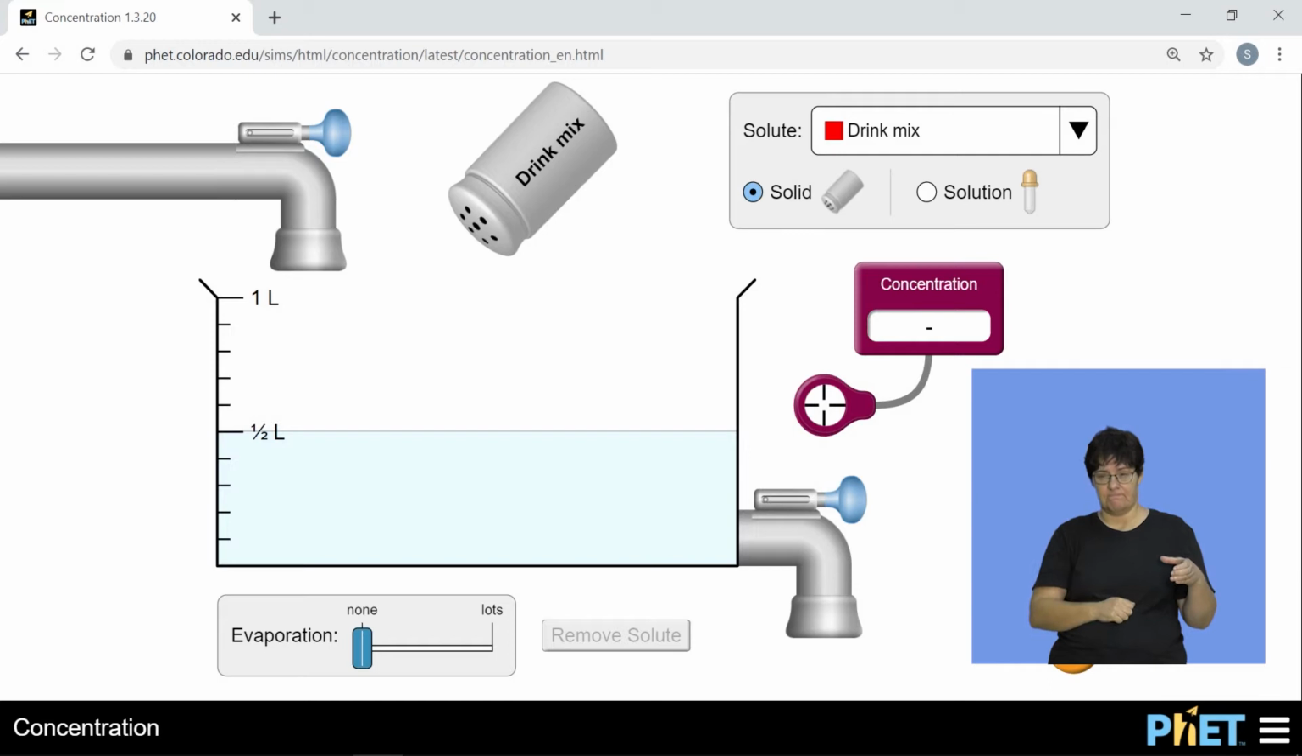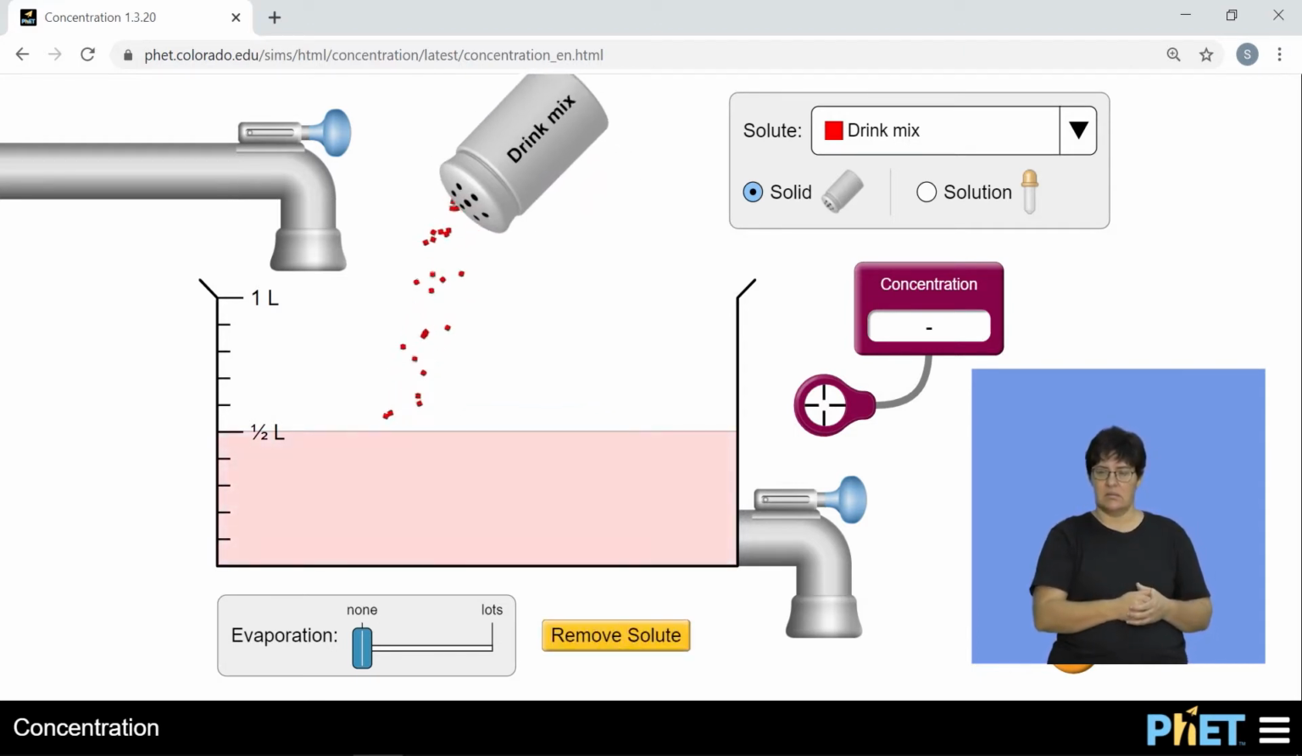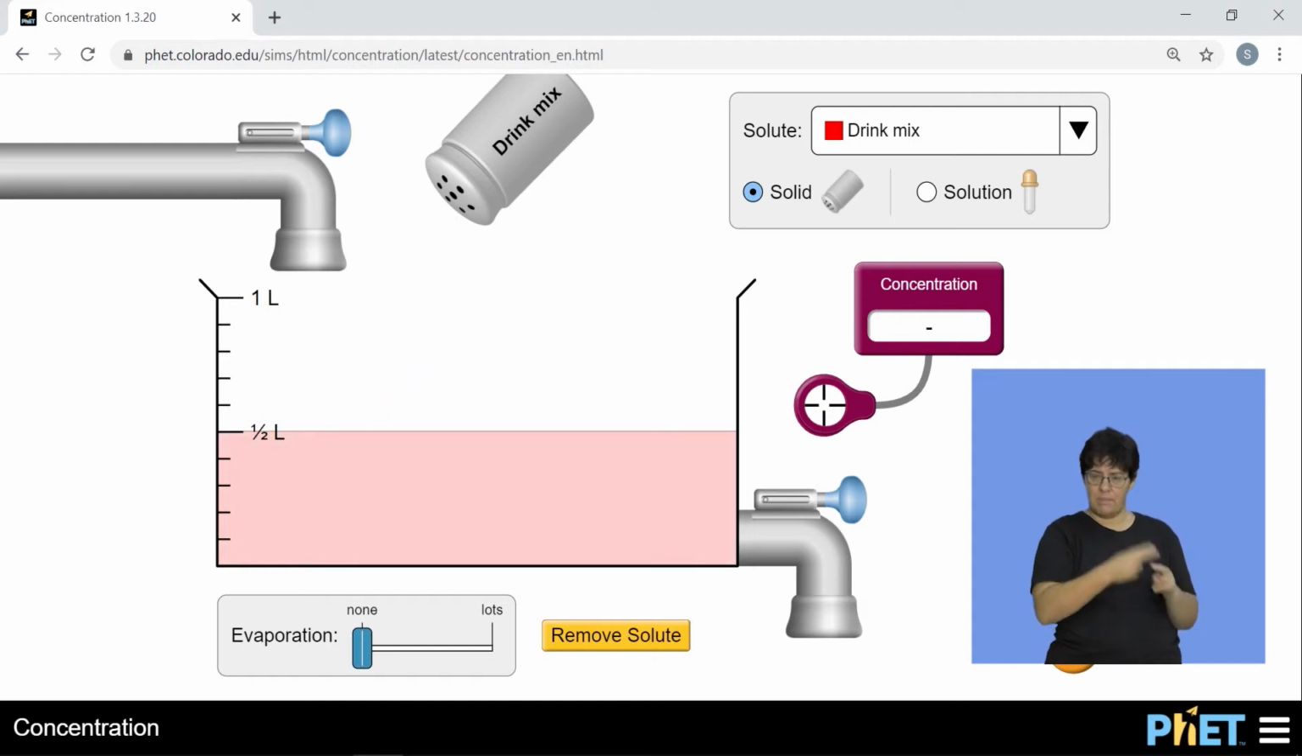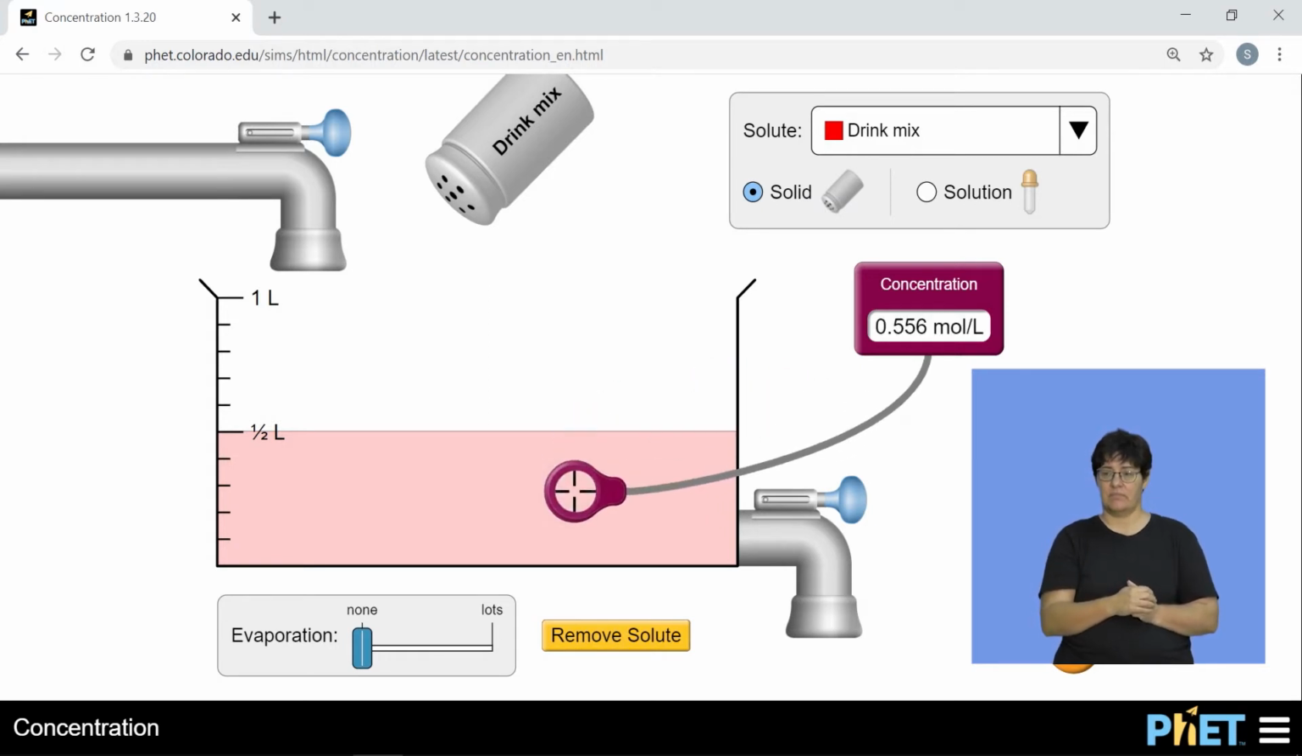Right, so let's add, for argument's sake, a certain amount of the drink mix. Pay attention, we are adding the solid particles. You realize that immediately we start adding the drink mix into the water, what happens? It dissolves. You can notice the color change there. We don't know how much we have added from that container, but we are able to measure how much of the drink mix is actually in this solution. So we'll take our concentration meter and put it there.